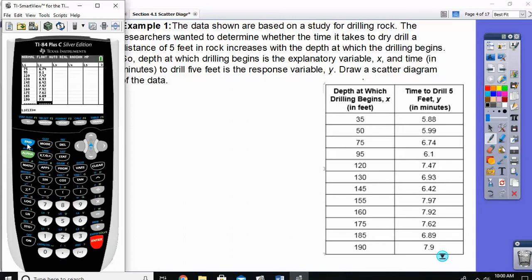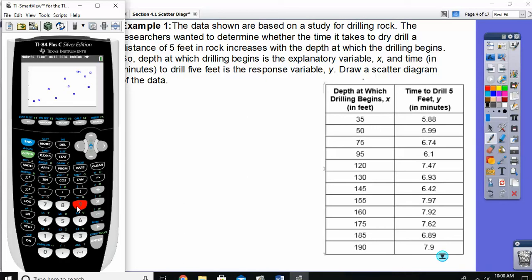Then if you go to second y equals, that takes us into our stat plot. Go into plot 1, turn it on, and then which of those looks like a scatter plot? The first one, a bunch of dots. Okay, so select the first one, and then let's go zoom number 9. That will zoom to where our stuff is. And so we get a graph like that.